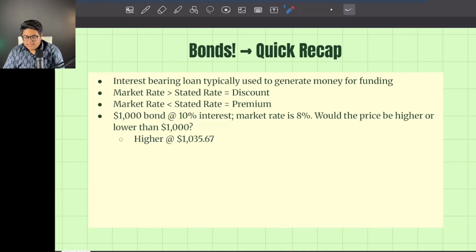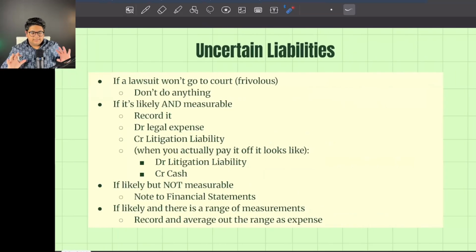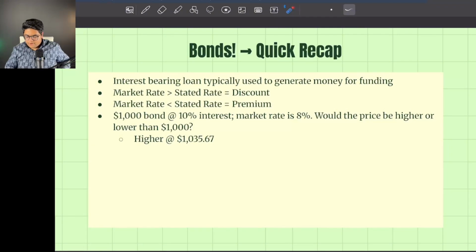Cool. So ratios and liabilities are done. Now let's go over bonds. A very quick summary of bonds: it's basically an interest-bearing loan, typically used to generate money for funding. There are two ways to generate money: debt financing and equity financing. Bonds are a way of debt financing.